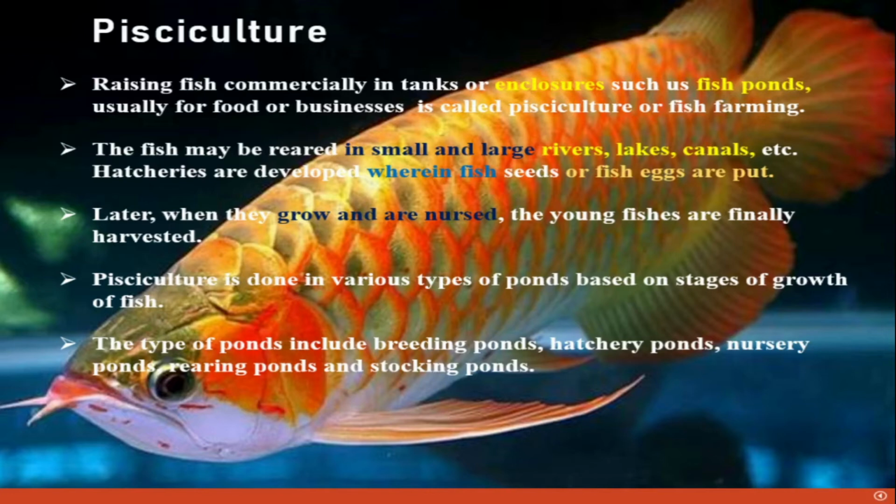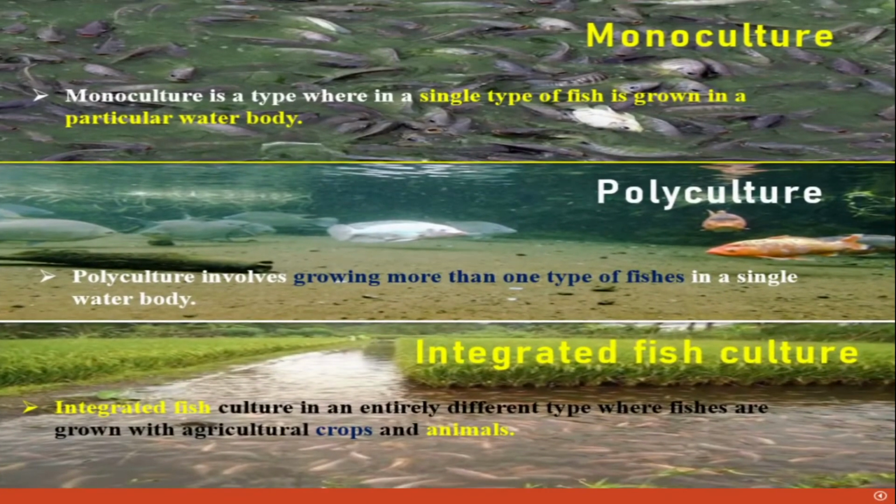So what are they? Breeding ponds, first one, hatchery ponds, nursery ponds, rearing ponds, and finally stocking ponds. So with the help of these ponds, we can do fish farming. See, there are three types of culture in fish farming. First one, monoculture. What is monoculture? Mono means single. So in this type, we can rear or maintain a single type of fish or single species.